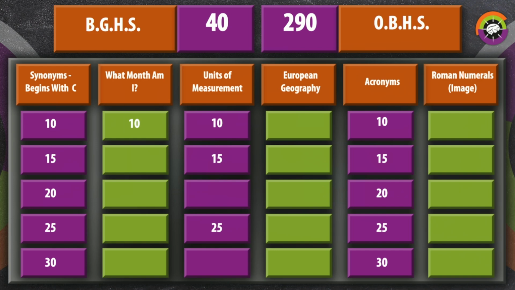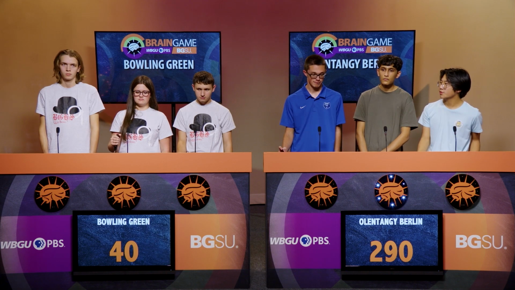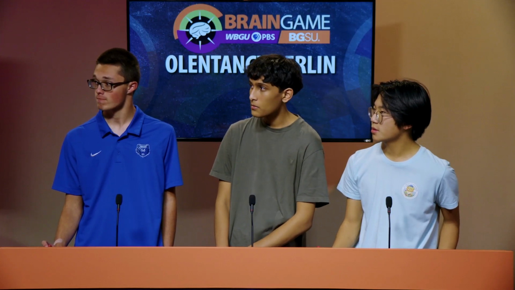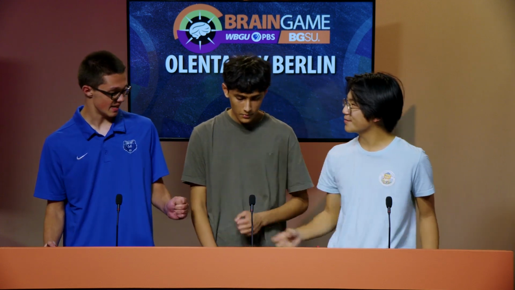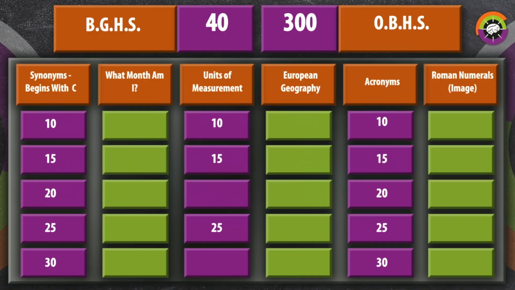What month am I for 10? What month am I for 10 points? Assassination of Julius Caesar. That would be Olentangy Berlin. Akil: March. Ides of March, correct. End of that category round. Olentangy Berlin in control.